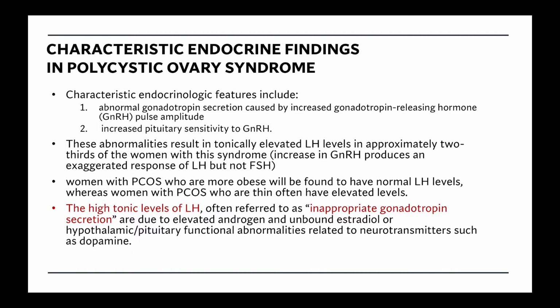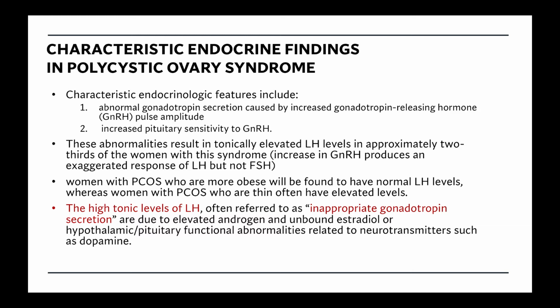Now, what are the characteristic endocrine findings in PCOS? Characteristic endocrinologic features include abnormal gonadotropin secretion caused by increased GnRH pulse amplitude and increased pituitary sensitivity to GnRH. These abnormalities result in tonically elevated LH levels in approximately two-thirds of women with PCOS. Women with PCOS who are more obese usually are found to have normal LH levels, and those who are non-obese or thin usually have elevated LH levels.